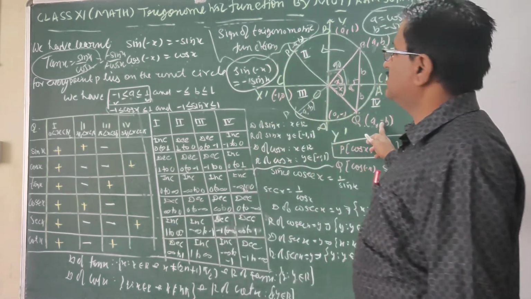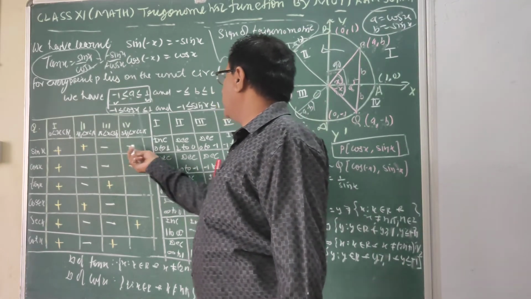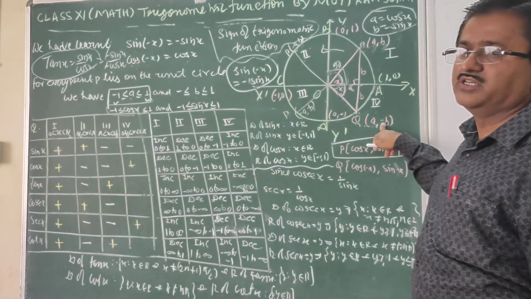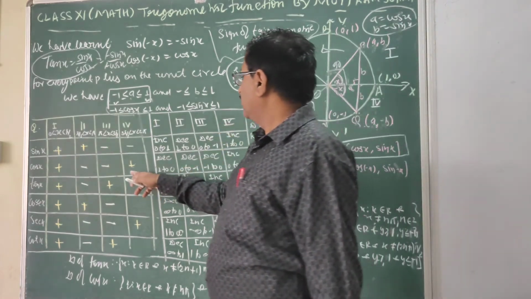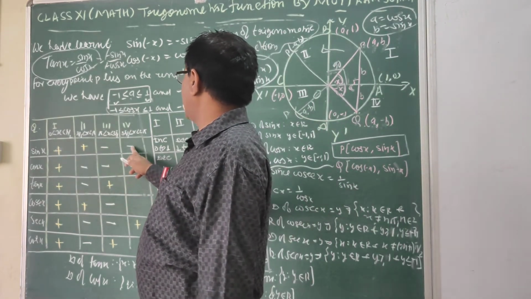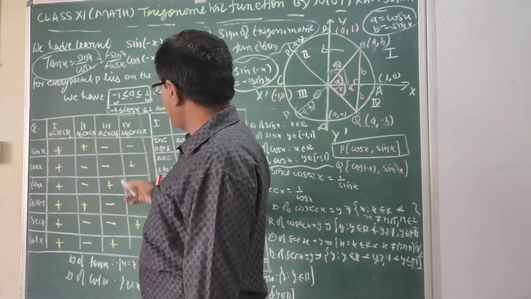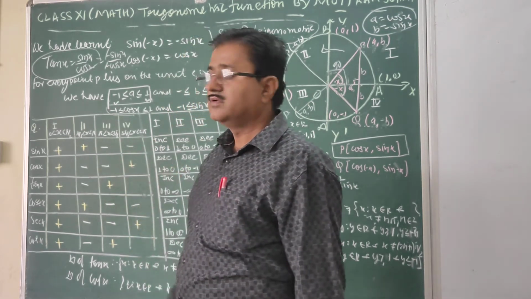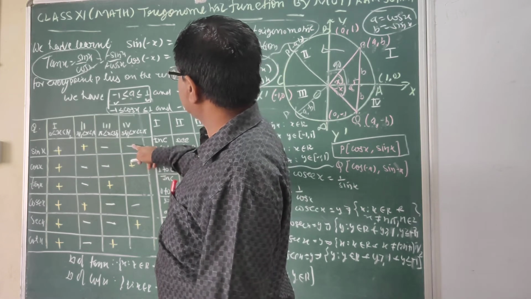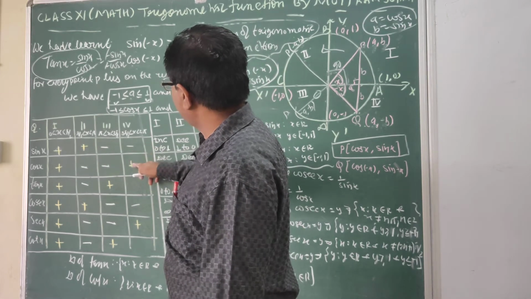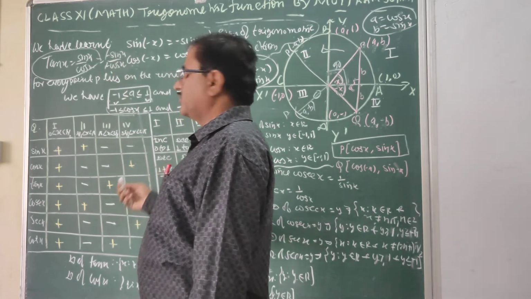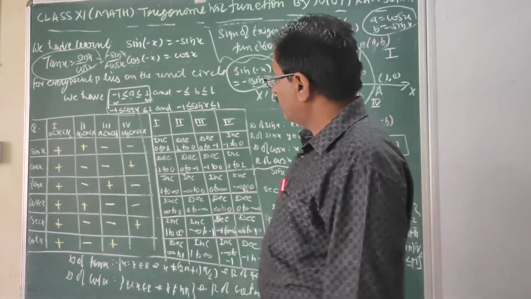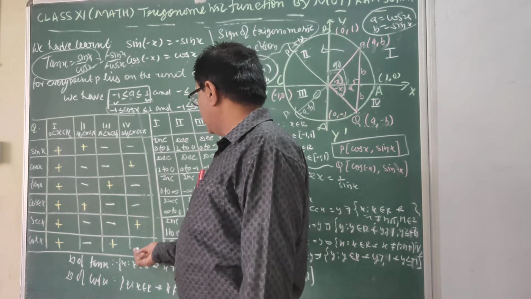Now sin x is negative. Why is sin x negative? Because this is minus b. Minus b means sin x is negative, so its reciprocal is negative. Now sin x negative divided by cos x positive, that is tan x, negative by positive, so tan x is negative. So the reciprocal of negative is again negative.